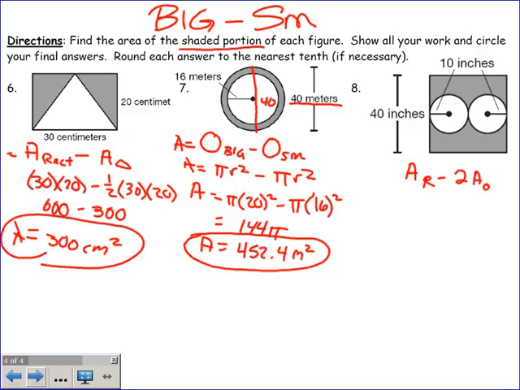So base times height here, we'd basically end up with 40 squared minus 2 times pi. Let's see, what would our radius be? 10 squared. So that'd be 1600 minus, let's see, that's 100, that's 200 pi. Looks like we're at 971.7 square inches. I really hope that you guys can do this on your own, as opposed to just depending on me.